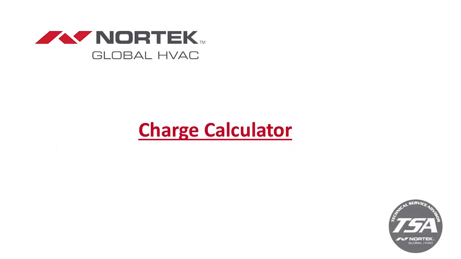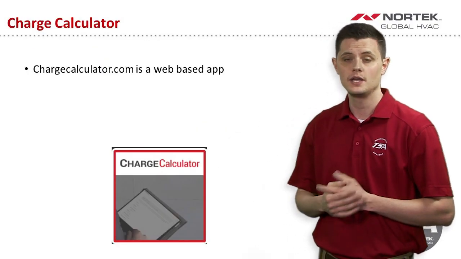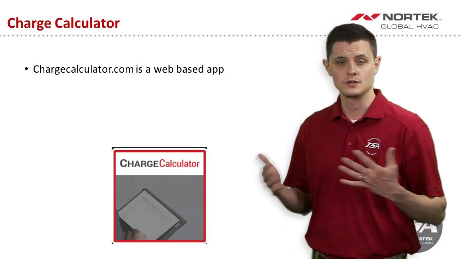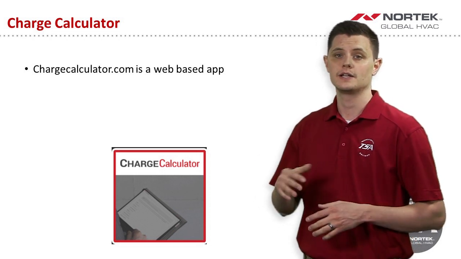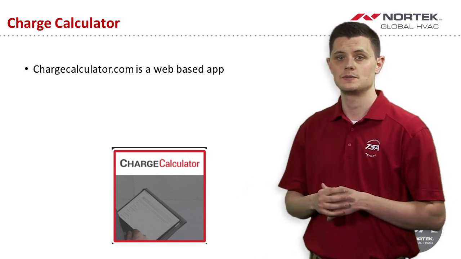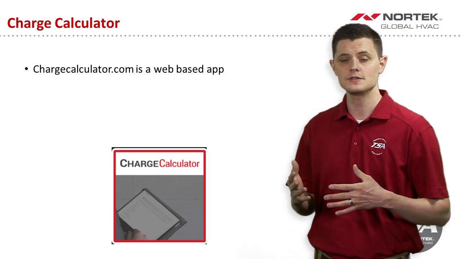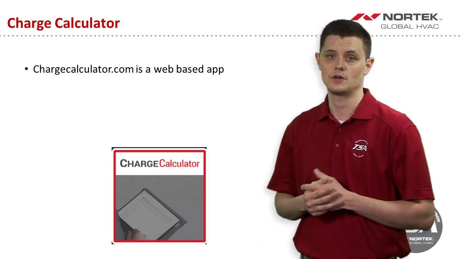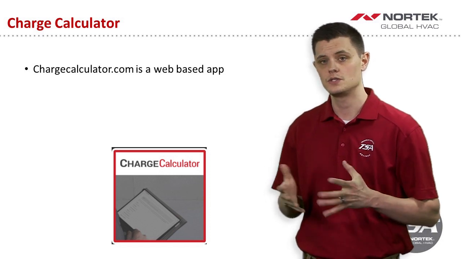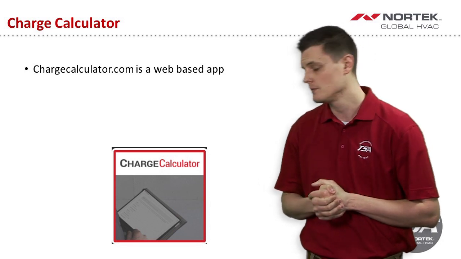So first thing is, how do we get to the charge calculator? One, we just go directly to the web. It's a web-based application, so you have to go like to Google or Safari on your phone, type in chargecalculator.com, and that will get you directly to the website. Now, once you're there, we just require two things. One, an email address and a zip code on where you're using the charge calculator. So those are the two things that we require, and it'll get you logged into the calculator.